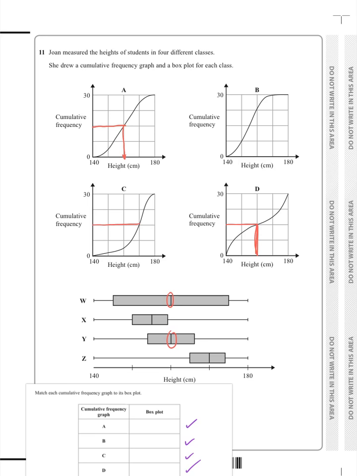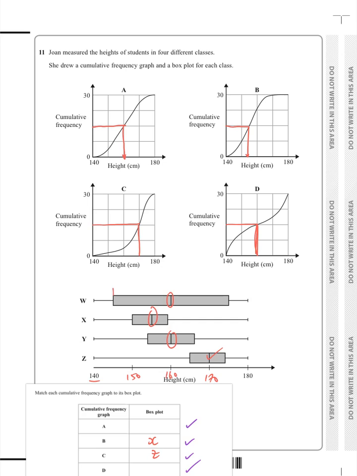This one here, however, gives the game away because this gives us 170. Let me just get my scale right. 140, 150, 160, yep, 170. So C must correspond to Z. Therefore, by elimination, then, and we can check this out here, that one would read along to a median which is the lowest of all of them. So that must be X. So B corresponds to X. So we just have to work out A and D.